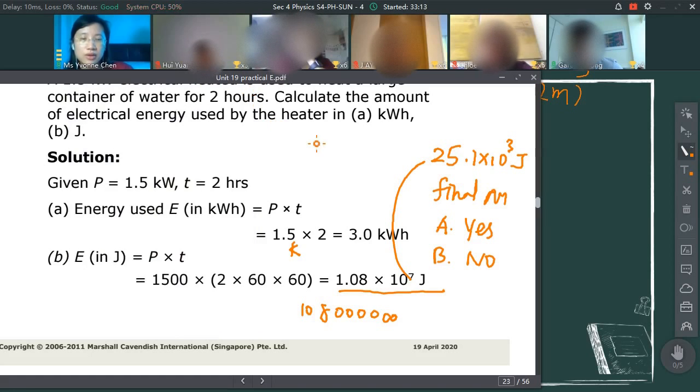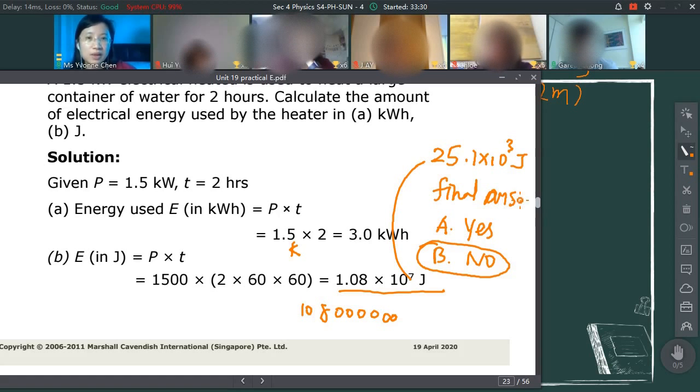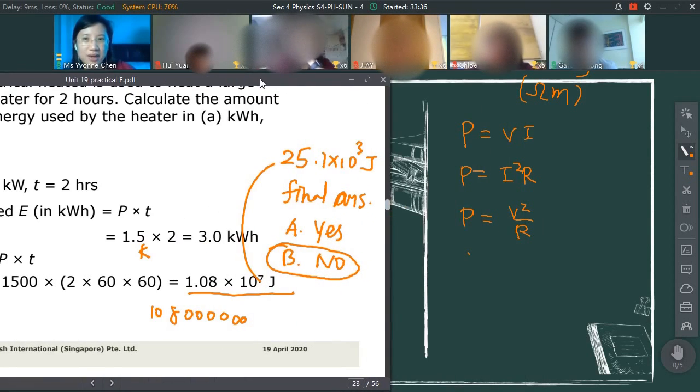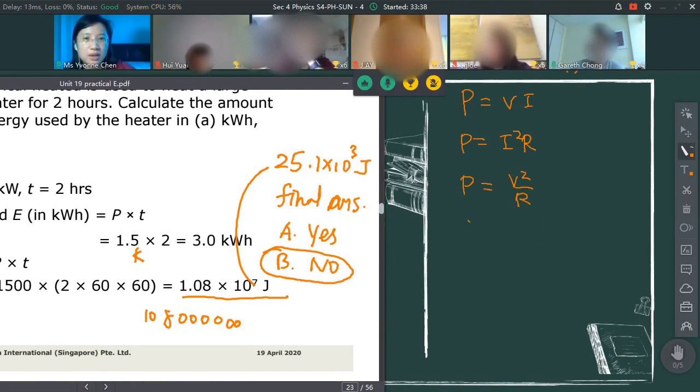Can I invite any volunteer? Class, any volunteer who wants to share with us why this is not acceptable? Why this cannot be the final answer? The correct answer is B. It cannot be the final answer. Can some of you volunteer to explain why this is not acceptable? Actually, this is a math question. Maybe Jonathan.